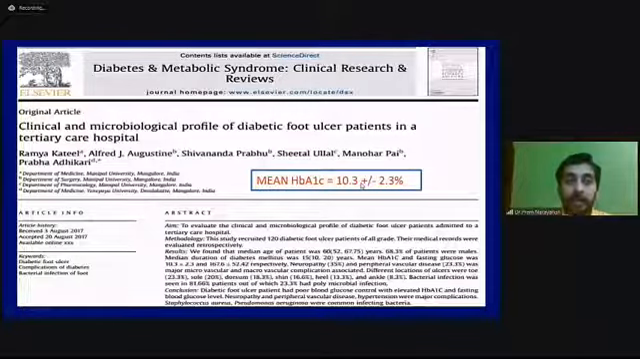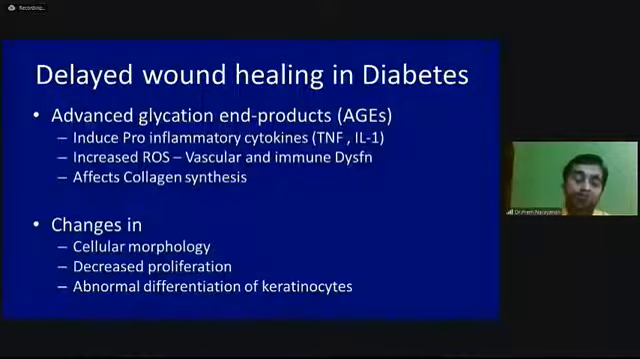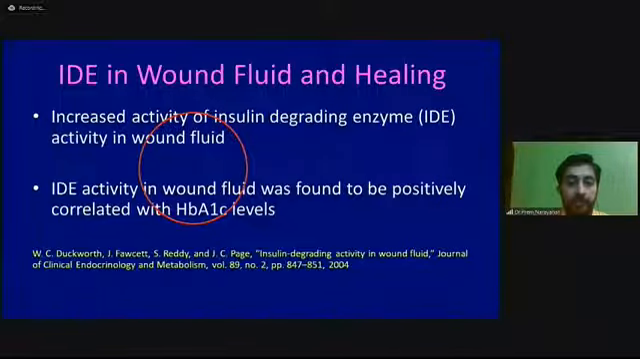So you can see here that uncontrolled glycemia is one of the crux parts in patients presenting with diabetic foot syndrome. Uncontrolled glycemia can affect the healing of the wound in diabetes. It can lead to increased advanced glycation end products, or AGEs, which can induce the pro-inflammatory cytokines TNF and IL-1, and increase reactive oxygen species, resulting in vascular and immune dysfunction. It also can affect the collagen synthesis, which is important for wound healing. There can also be changes in the cellular morphology, decreased proliferation, and abnormal differentiation of keratinocytes. All these put together will delay the process of wound healing.